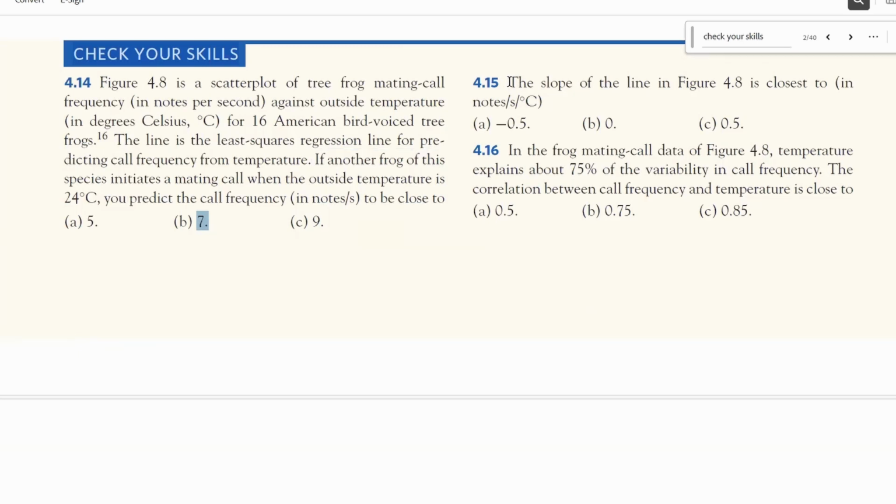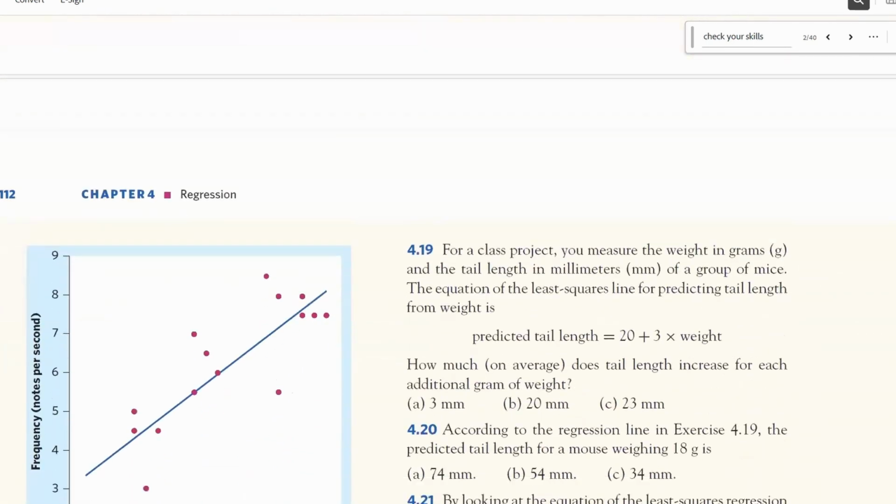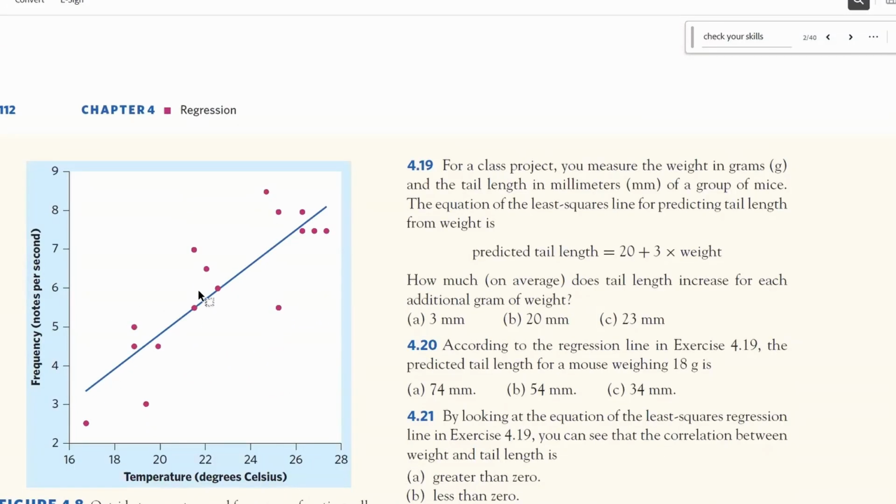And the slope of the line is close to negative 0.5, 0, or 0.5. Now, we don't have the slope. Nobody gave us the slope. But if you think about it, remember that a slope of 0 is a flat line. It's a horizontal line. And if it was a negative slope, it would be going down and to the right.